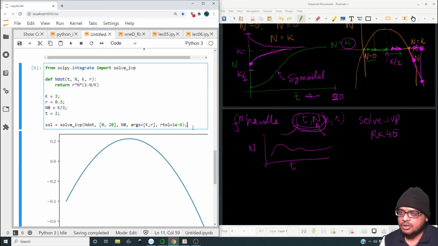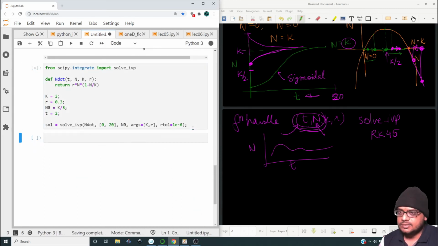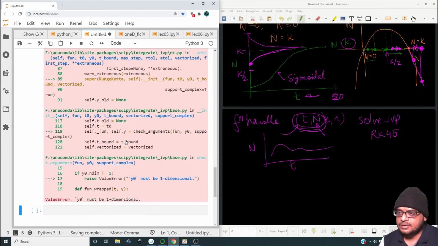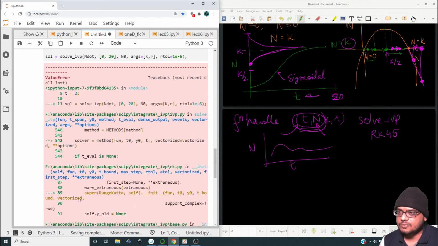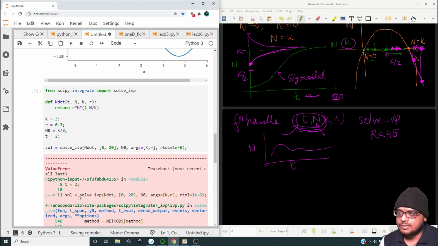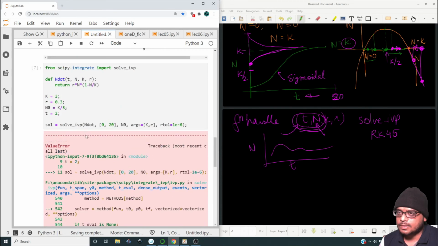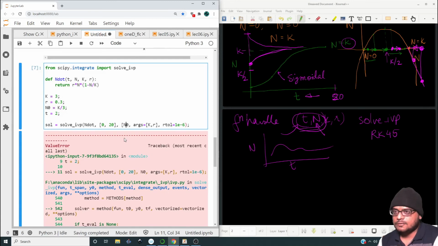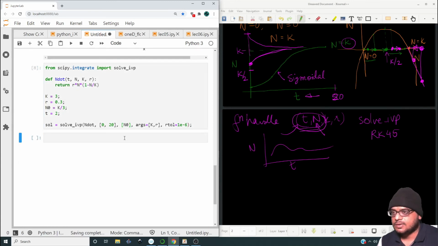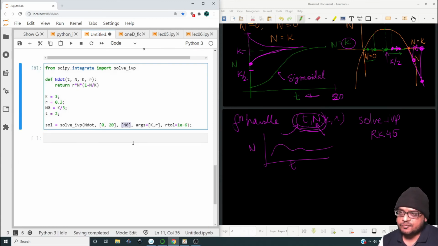This is how we would call the function. Let us run this. Okay, there's an error. Let's see what has happened. Why not must be one dimensional. Okay, so we must pass it inside as an array. We cannot pass it as a scalar. We must pass it as an array.